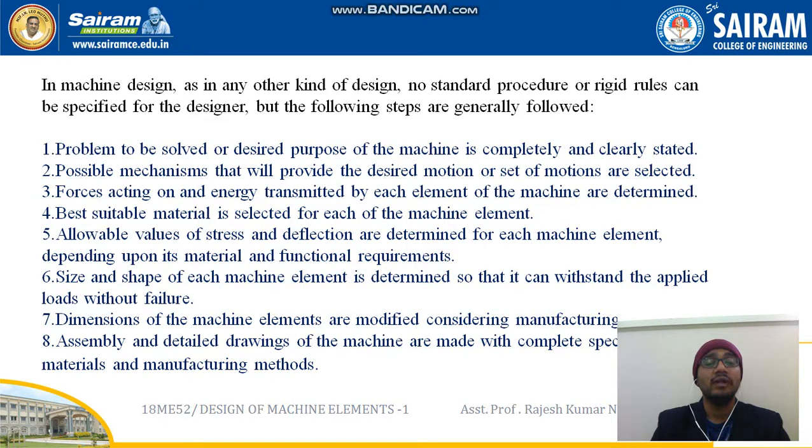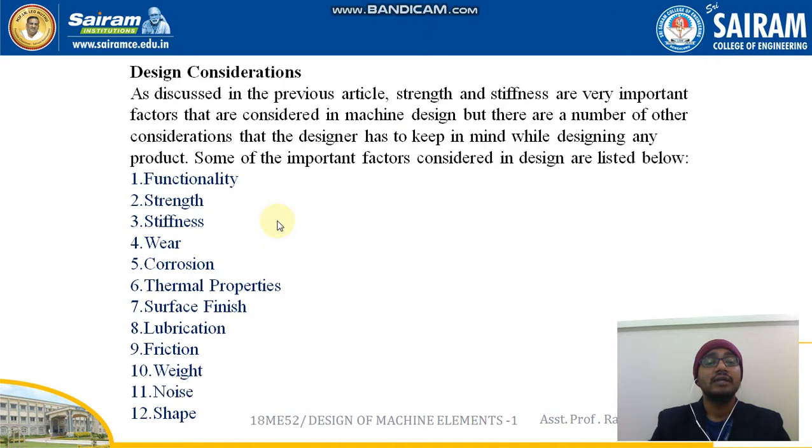This is the one way which I will be following for further understanding of the design considerations. The strength and stiffness are very important factors that we need to consider in machine design. When I talk about design considerations, there are numerous parameters. Among them, the two very important parameters I need to give prominence to are strength and stiffness.